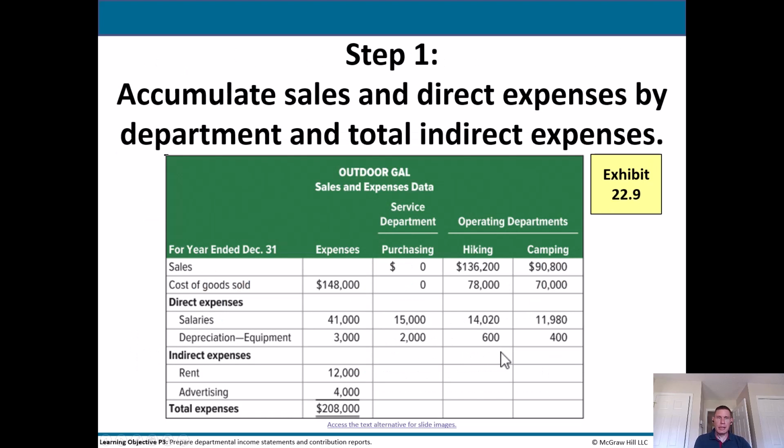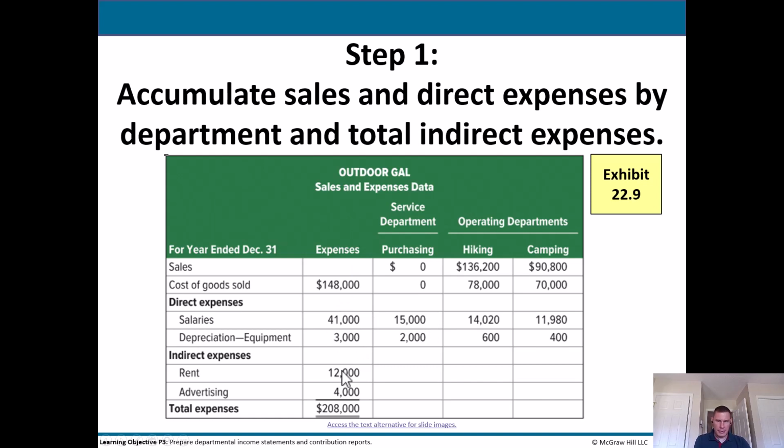So step number 1, accumulate sales and direct expenses by department and total indirect expenses, right? So you can see here we've got our expenses, we've got the service department purchasing, and then we've got our 2 operating departments, hiking and camping. So we've got our sales, obviously nothing for purchasing, because again, that's the cost center. Hiking, 136.2, camping, 90,800. We've got our cost of goods sold for the 2. And then we have salaries, and you can kind of see some of the salaries that we have here. Now, obviously, there are salaries for the purchasing department, as you would expect. And then we have the total expenses here.